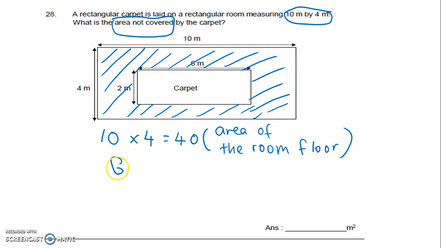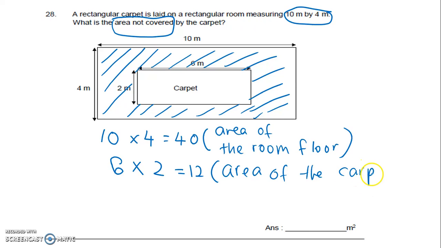So 6 times 2 equals 12. What is this? This is actually the area of the carpet. So the question is asking us what is the area not covered by the carpet? It's actually 40 minus 12. Let's take away this part, right? I only want the shaded part, and that leaves me with 28. So my answer would be 28 square meters.